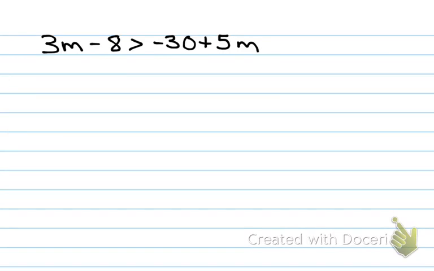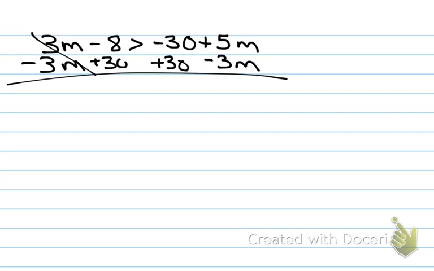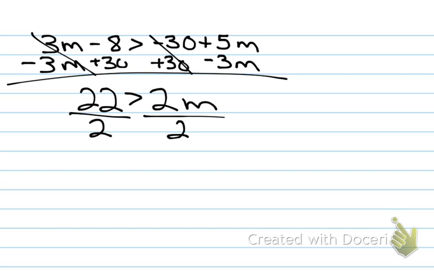What do we do first? What's the very first thing we want to do? Subtract 3m. Find the smaller value of the two variables. That's 3m. So we subtract 3m over to the right side. And if we're moving our variable over to the right side, what are we going to do with 30? Move it to the left. Yep, we're going to add 30 over to the left. Those cancel. We have 22 is now greater than 2m. Divide both sides by 2. Yes.